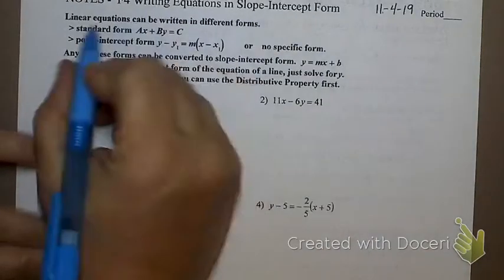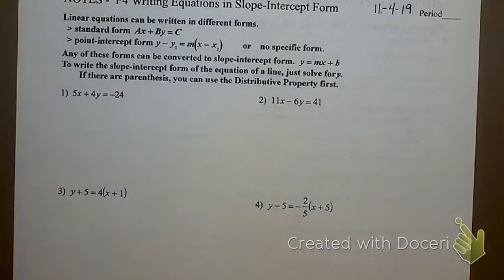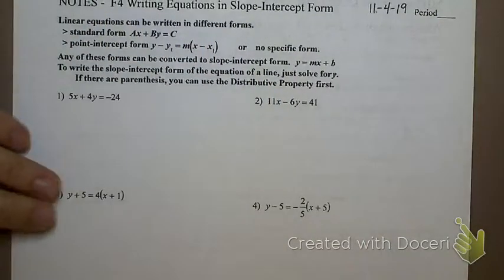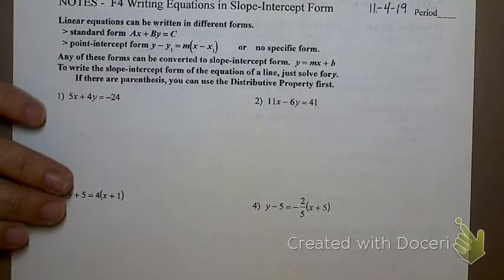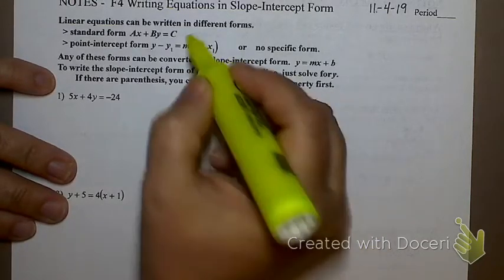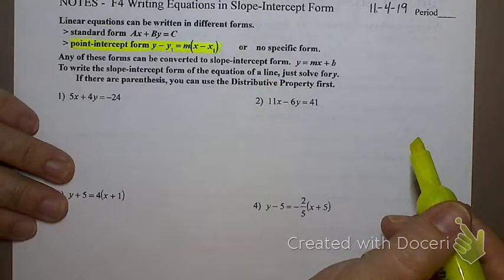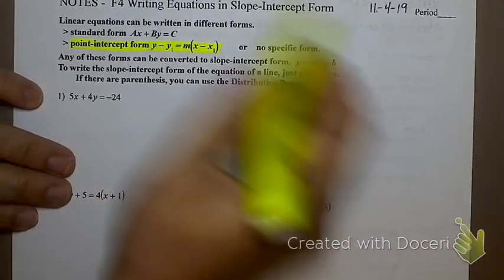So linear equations can be written in different forms. These forms you must have memorized. Do I need to say that again? These forms you must have memorized because, like I just said, if it asks for an equation in slope-intercept form and you give me point-slope form, I don't give pity points for that. Okay? So make sure that you got that.